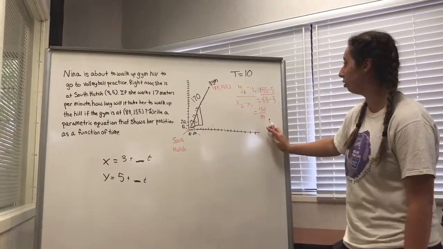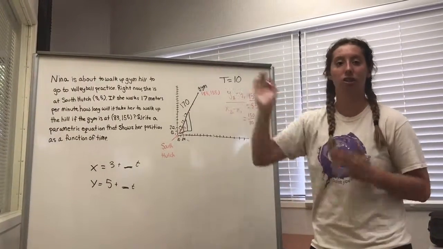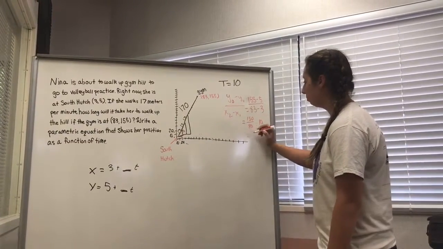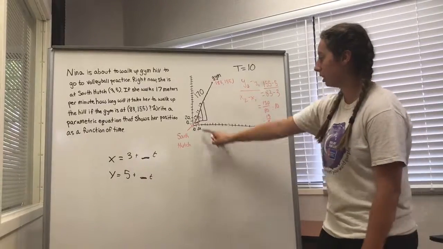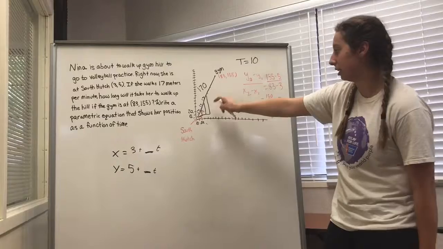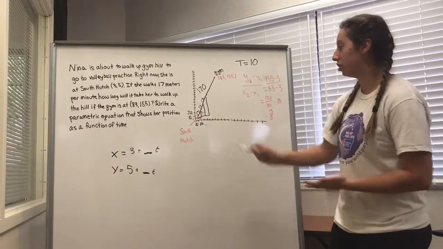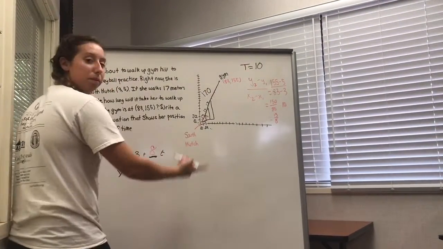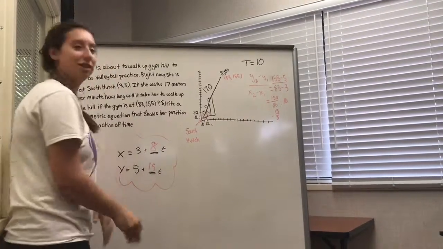What we need to do is divide this number by how long it takes her to walk up the entire hill, which is 10 minutes. When you divide this by 10, you'll end up getting 15 over 8. That means that the change in x will be 8 and the change in y will be 15. Now that we know this, we can plug this into our equation. So the change in x is 8 and the change in y is 15. Now, this is your parametric equation.